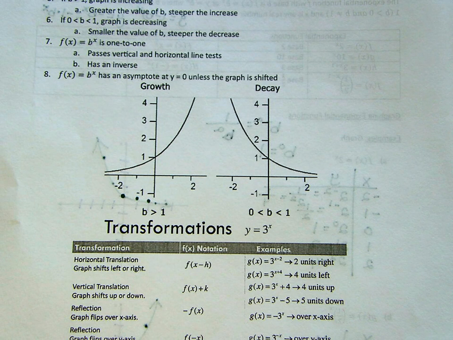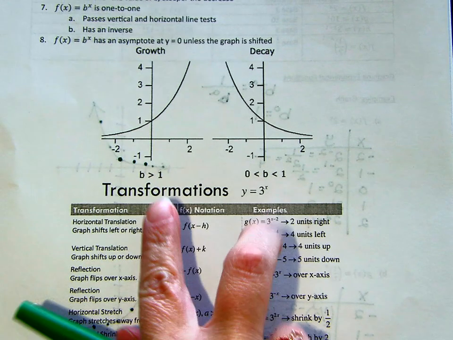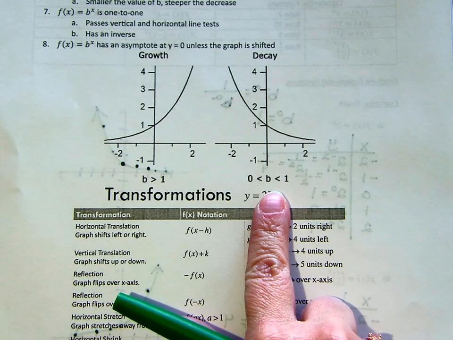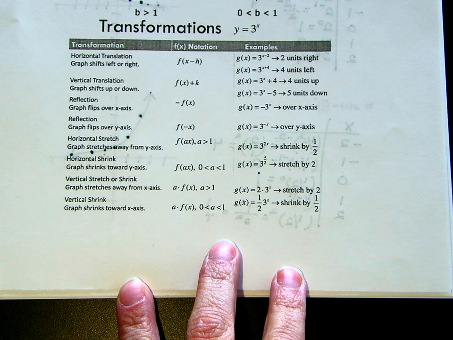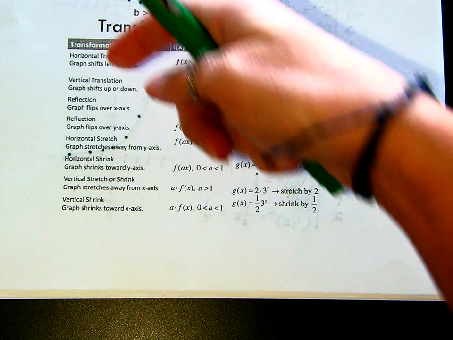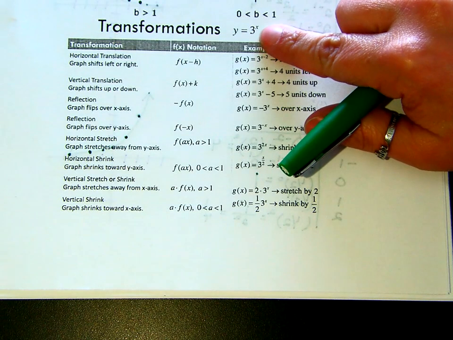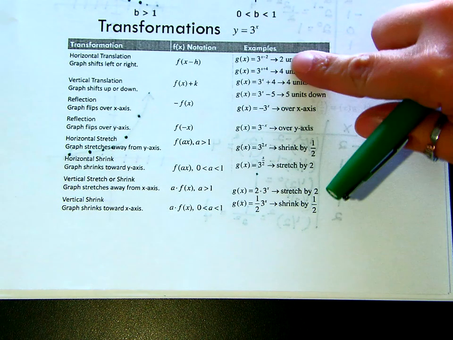And then the last point is that they have an asymptote at y equals 0 unless we have a graph shift. And then underneath the very general pictures that I have here, where b is greater than 1, or you have your fractional b, we have the table from 2.5. Actually, it's not from 2.5. It's from this section, but it's all the same transformations.